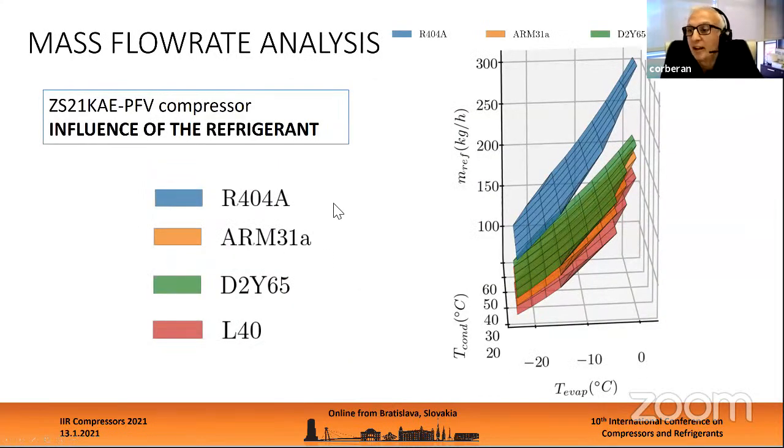And what is the influence of the refrigerant? This is the same compressor, tested with 4 different refrigerants. You can see that if you plot the mass flow rate, of course, the mass flow rate will be dependent on the refrigerant, but you see that the surfaces are still smooth. And they are quite similar in shape, let's say, although the level is different.